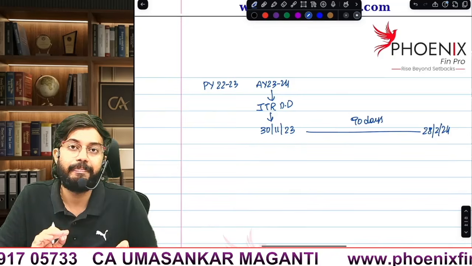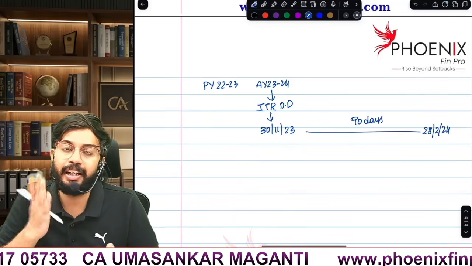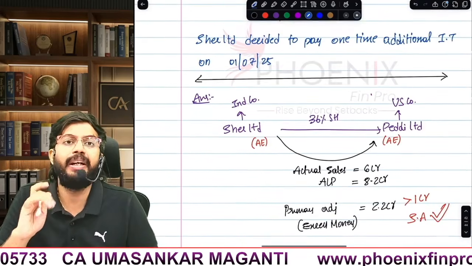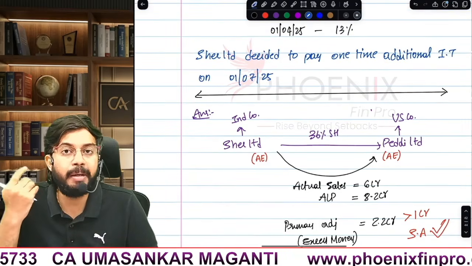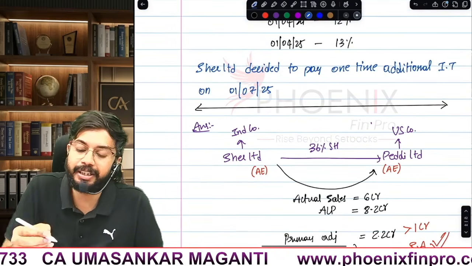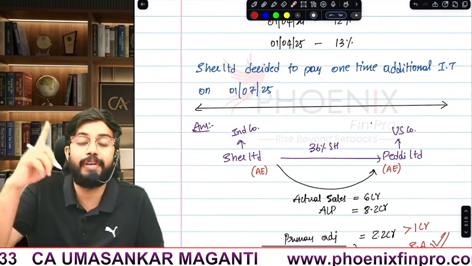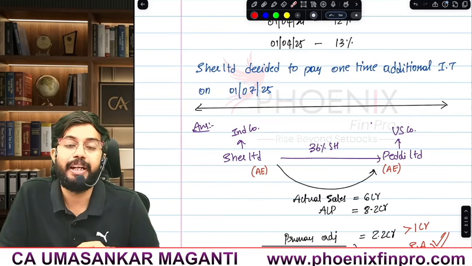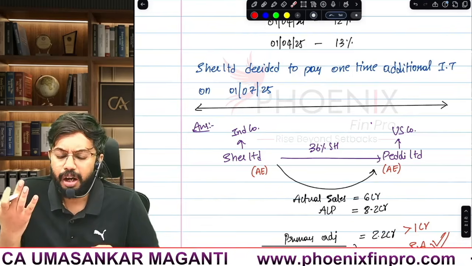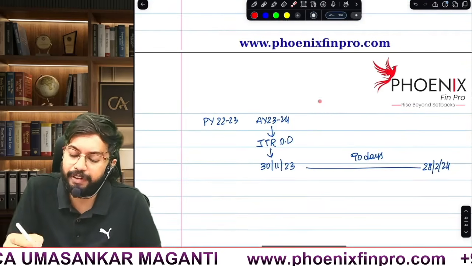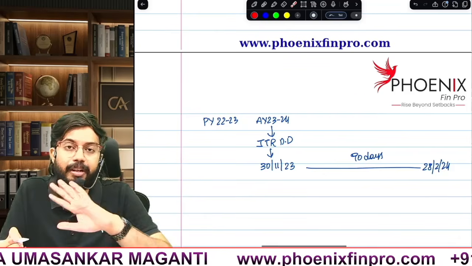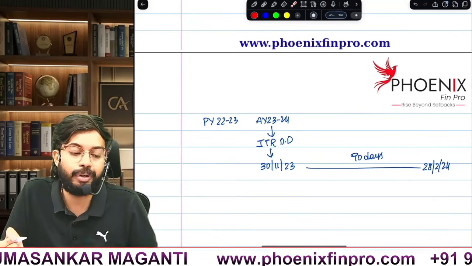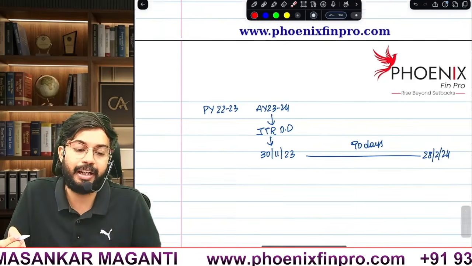Are you able to understand? If excess money is not brought to India within 90 days, obviously it will be deemed as loan given and interest income will be calculated. But did he bring? No. Or did he pay additional income tax? No. He paid additional income tax on 1st July 2025. That means he paid additional income tax in previous year 25-26. Are you able to understand? So in 23-24, whether additional income tax was paid? No. Whether excess money is brought to India? No. So for 23-24, you have to calculate interest income. Are you able to understand?